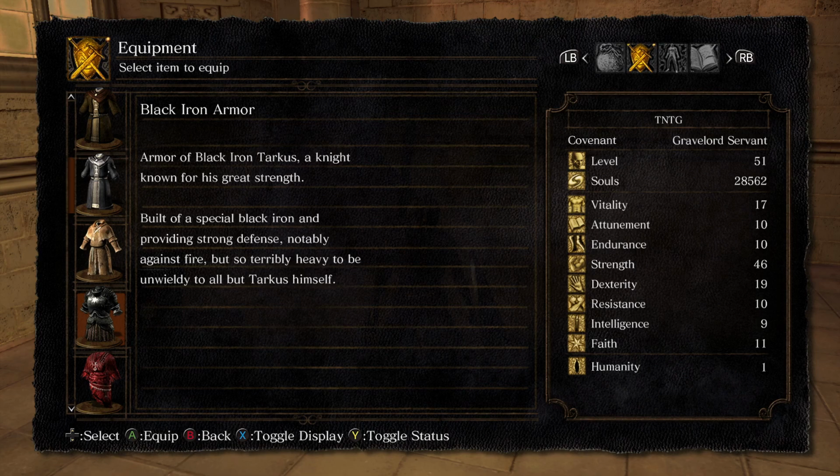And now the Black Iron armor set. Armor set of Black Iron Tarkus, a knight known for his great strength. Built of a special black iron, and provides strong defense, notably against fire, and so terribly heavy as to be unwieldy to all but Tarkus himself.